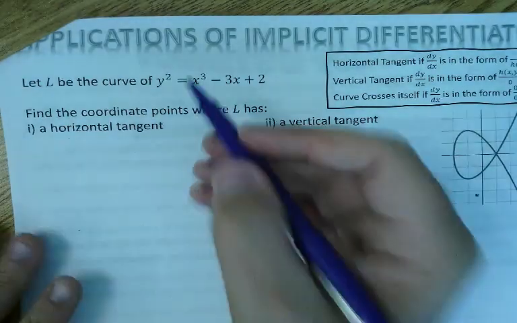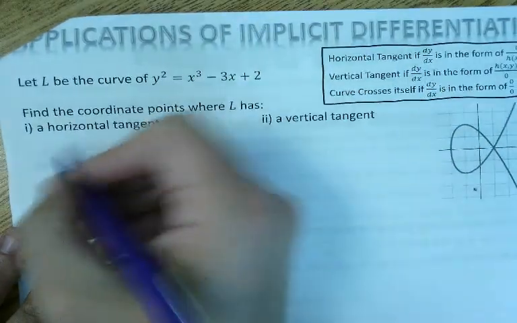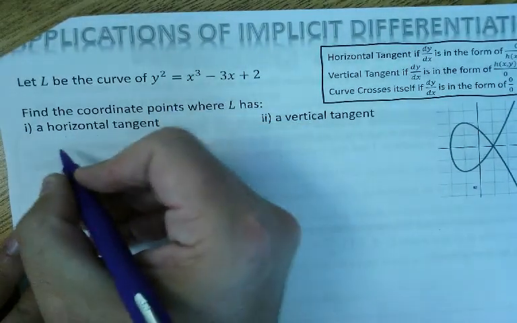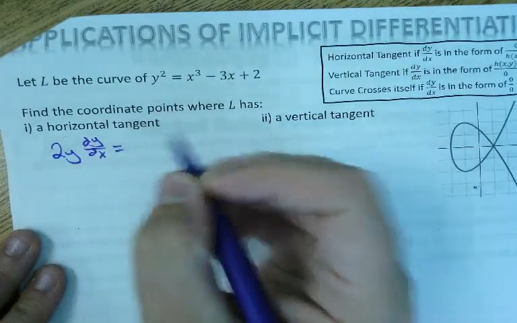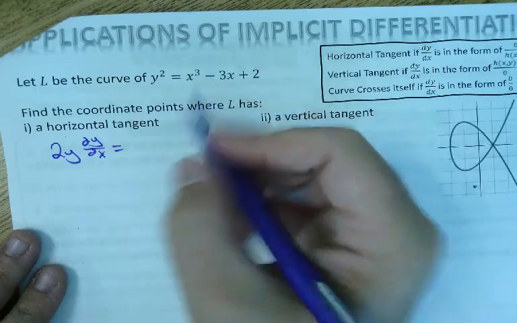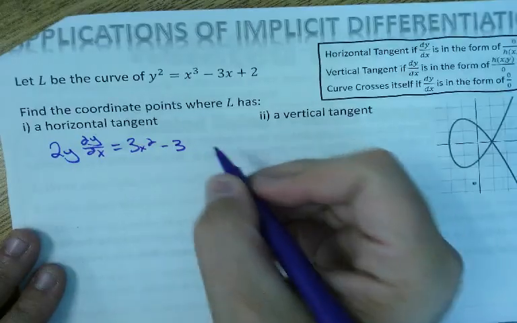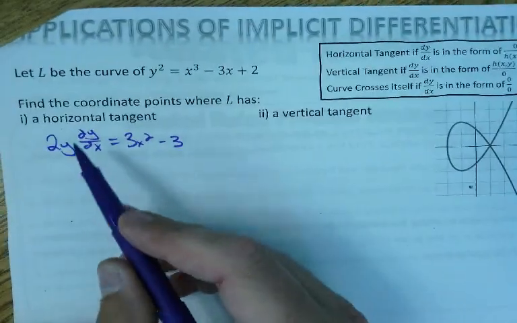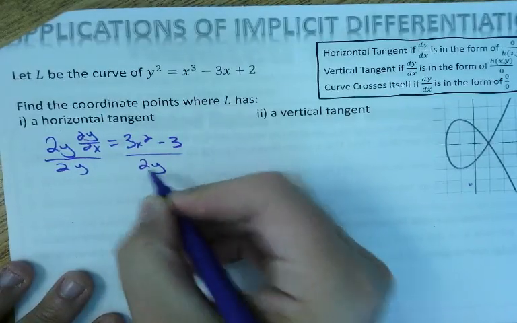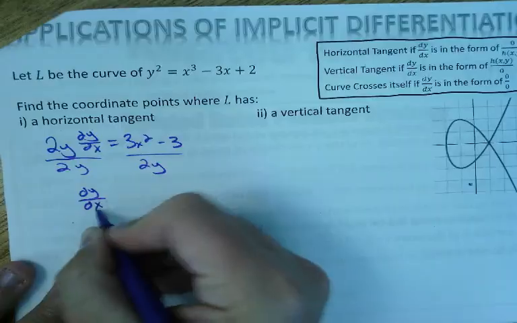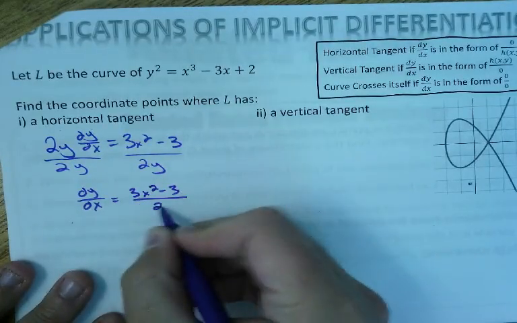Before I can find these tangents, I have to find the derivative. So what is the derivative of this? I'll do the work down here. What's the derivative of y squared? 2y dy over dx, good job tagging it, equals 3x squared minus 3. Okay? So let's go ahead and solve for dy/dx. I'm going to divide both sides by 2y. So dy over dx is equal to 3x squared minus 3 all over 2y.